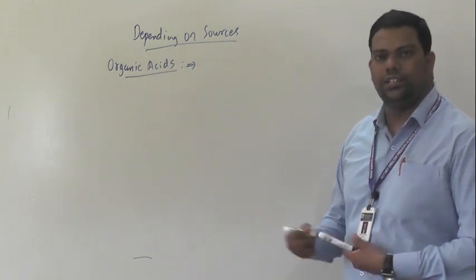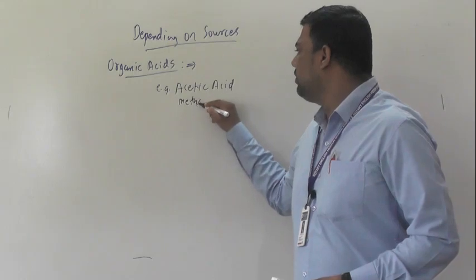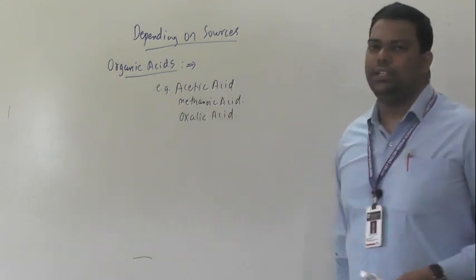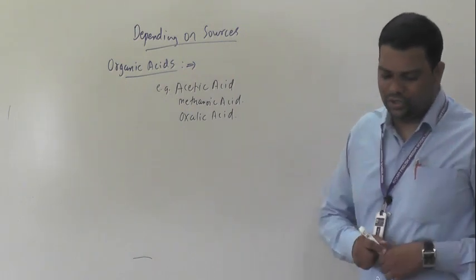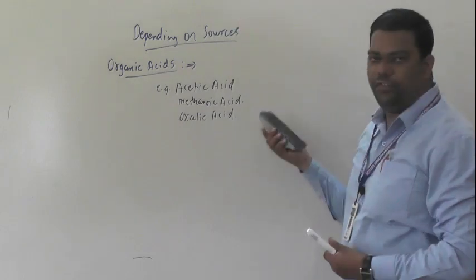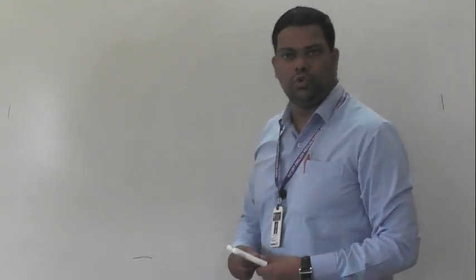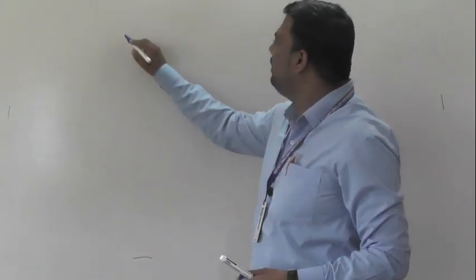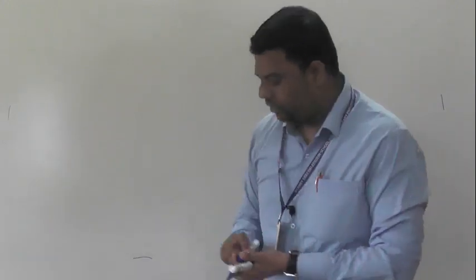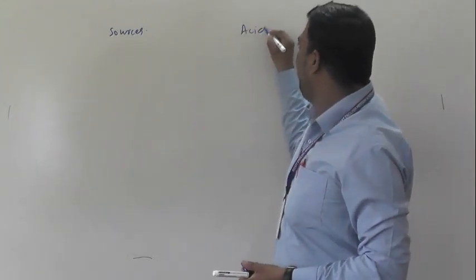Now we discuss some examples: acetic acid, methanoic acid, then oxalic acid. These are organic acids. Now we will write some important acids and their sources. Ready for that? So we will write acids and their sources.